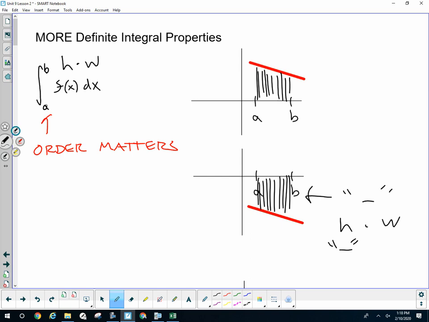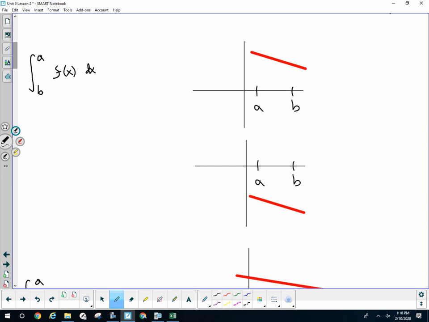The width, since I'm going from A to B, from left to right, the width is positive. It's a positive x direction. That is why that area is negative. If you think about it as an infinite sum of heights times widths, it should make better sense to you now. Okay, going from B to A.